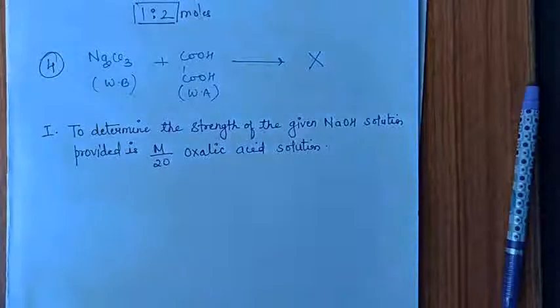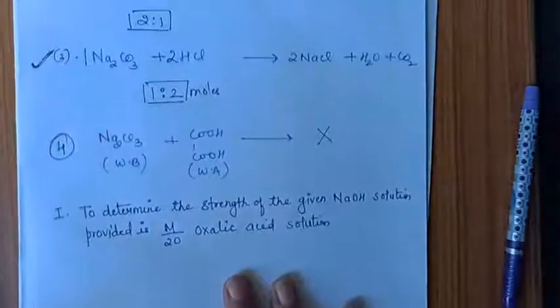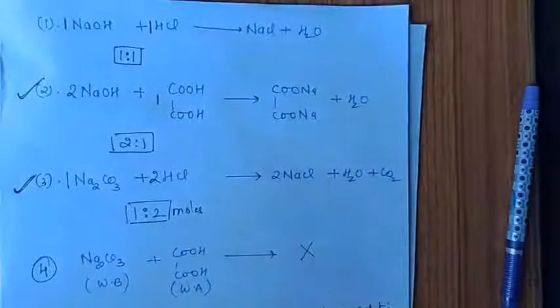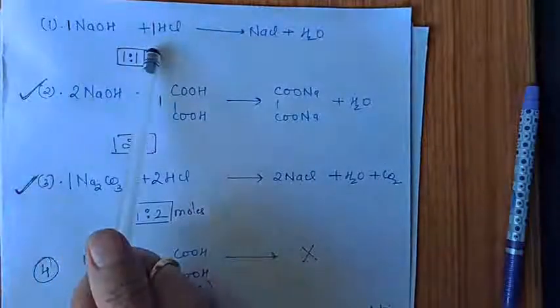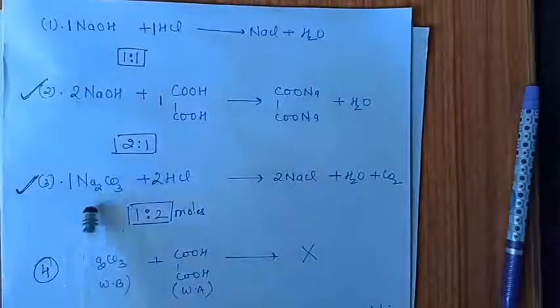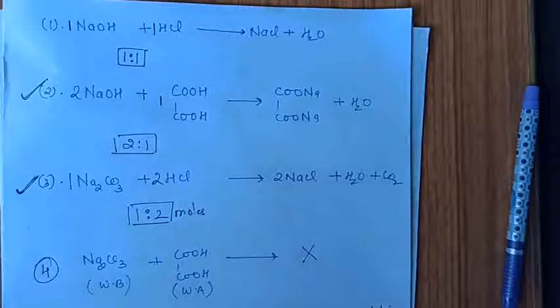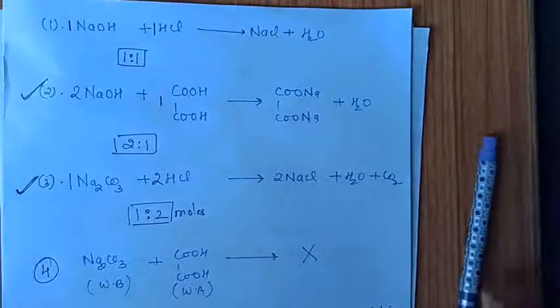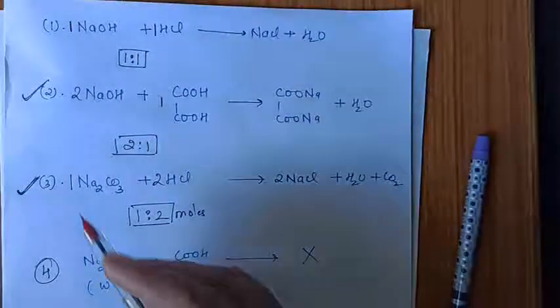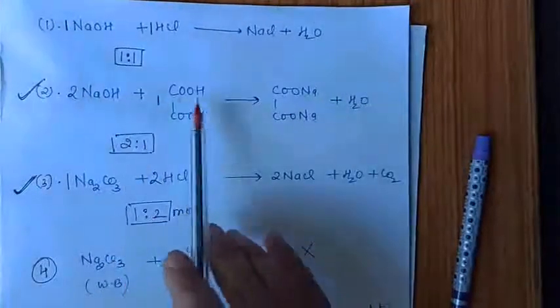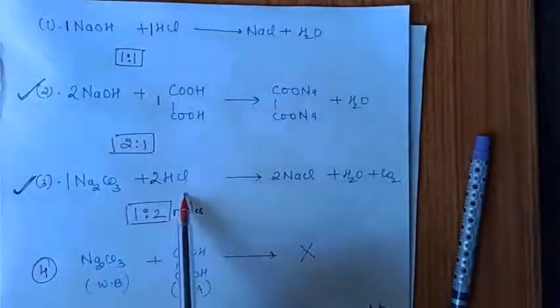So children, out of the first three cases which I told you, 3 possibilities, you can titrate NaOH and HCl, NaOH with oxalic acid, sodium carbonate with HCl. So these 3 practicals are possible for class 11th, out of which we will be performing these 2, NaOH with oxalic acid and sodium carbonate with HCl.